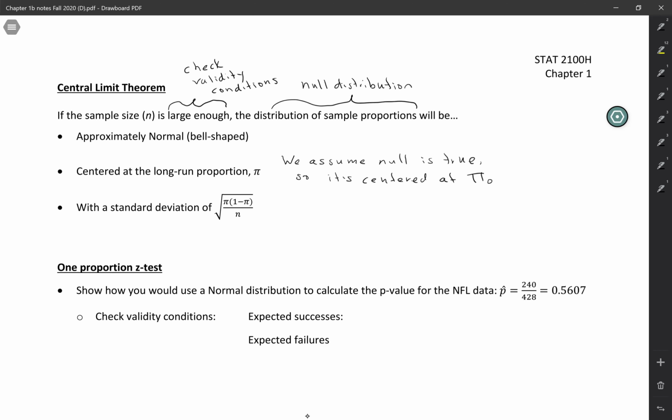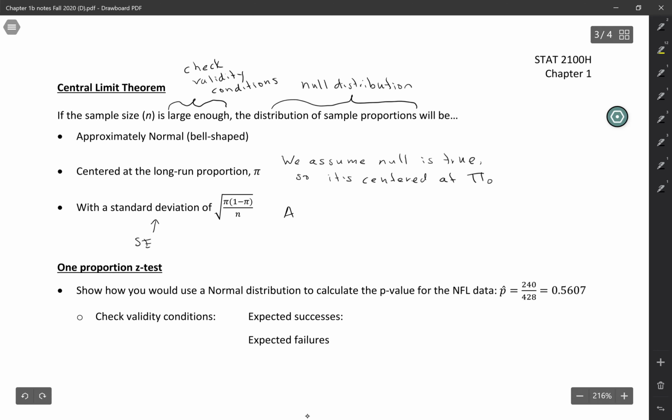We also have a formula for the spread of that distribution. So earlier when we looked at the standard error, we were just getting that from the simulation, but the central limit theorem actually gives us a formula for it. Here when it says standard deviation, we know that this is really a standard error because, again, it's the standard deviation of the distribution of sample proportions, right? It's the standard deviation of a statistic, and we call that a standard error. So this gives us a formula for the standard error.